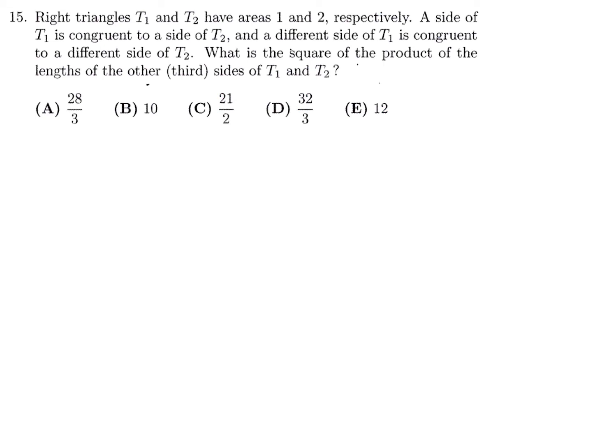Triangles that are right, T1 and T2, have areas 1 and 2 respectively. A side of T1 is congruent to a side of T2, and a different side of T1 is congruent to a side of T2. What is the square of the product of the lengths of the other third sides of T1 and T2? I'll just draw some very basic diagrams, not necessarily drawn to scale.